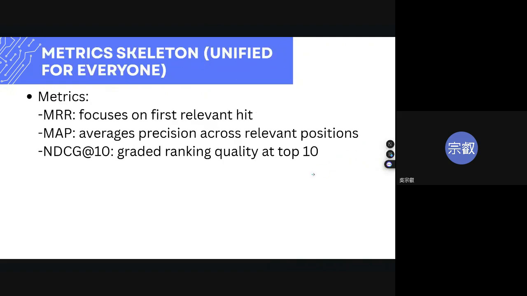And our metrics skeleton. To ensure consistency across the team, we implemented a shared metrics module. MRR emphasizes how quickly a system returns the first relevant document, and MAP measures ranking quality across all relevant documents by averaging precision at relevant positions, and NDCG at 10 focuses on the top of the ranked list.